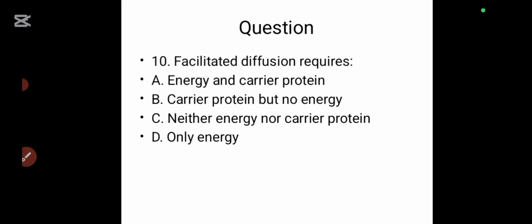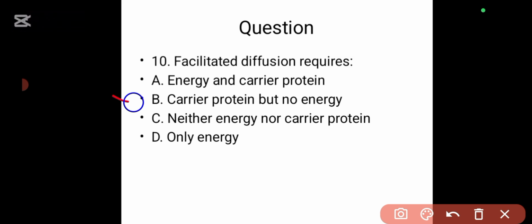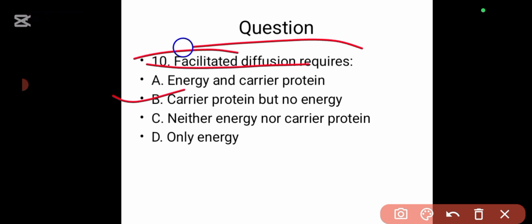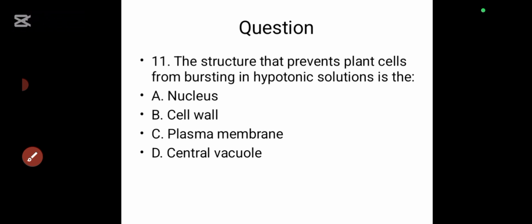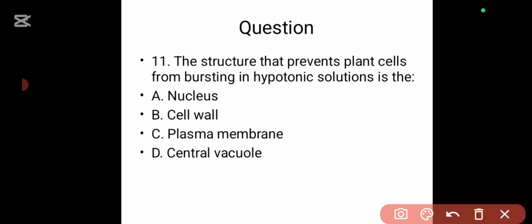facilitated diffusion requires what? Energy and carrier protein? Carrier protein, no energy. That's the answer, because facilitated diffusion is a special type of diffusion. Even if it requires carrier protein, it does not still require energy. Now, the structure that prevents plant cells from bursting in hypotonic solution is the cell wall. We mentioned that the cell wall prevents it from bursting.